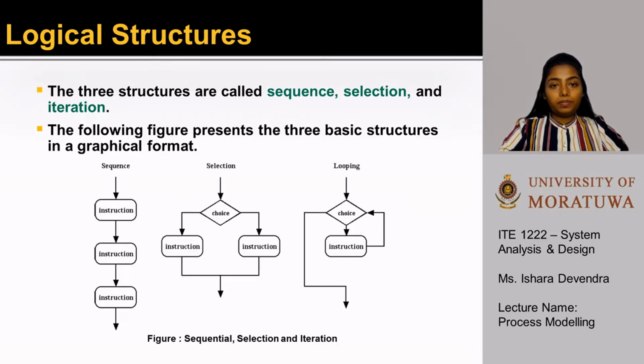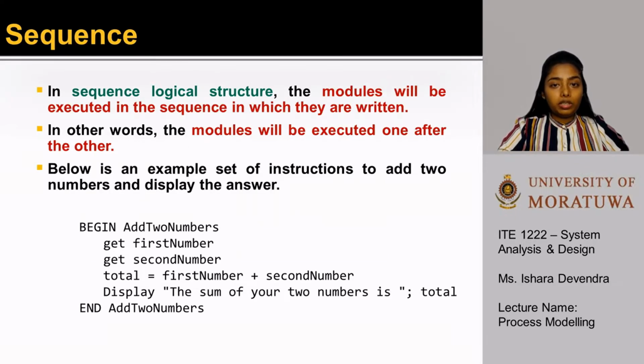Let's discuss them. In the sequence logical structure, the modules will be executed in the sequence in which they are written. In other words, the modules will be executed one after the other. Below is an example set of instructions to add two numbers and display the answer. In this example, you can see the code as begin add two numbers, then get the first number, then get the second number, and then we write the formula to get the total. The total equals first number plus second number.